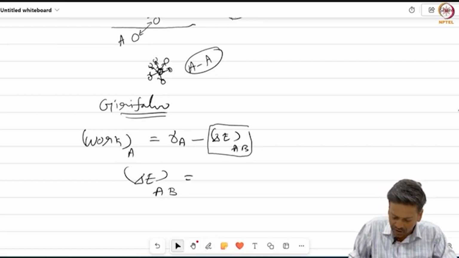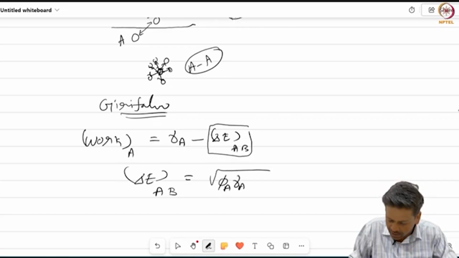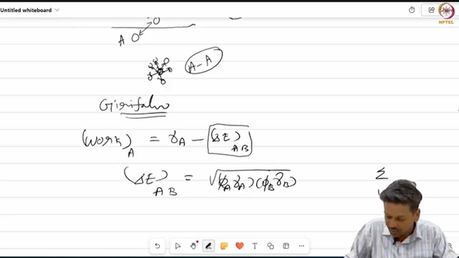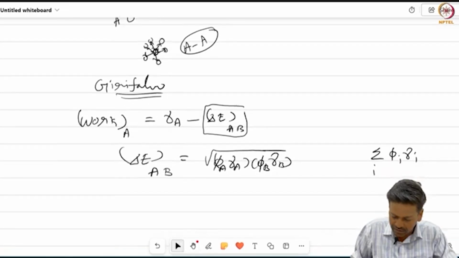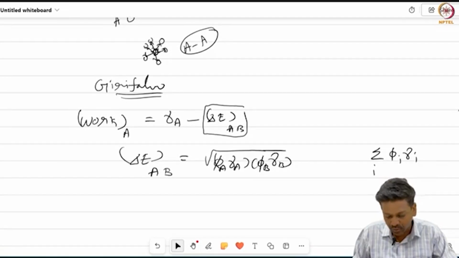So this is described based on the geometric mixing rule, that is phi A gamma A and phi B gamma B. This is different from the general mixing rule we often employ, that is phi I gamma I. In general, this geometric mixing rule is found very suitable for this kind of application. That's why the geometric mixing rule was proposed.